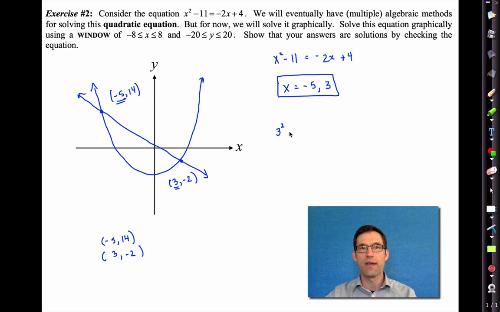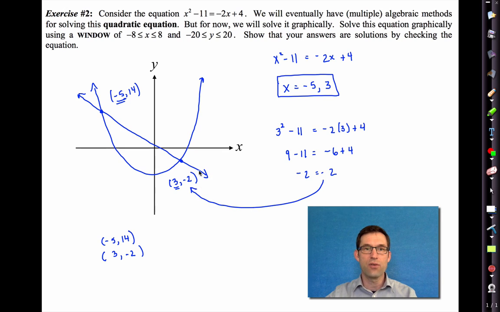So if I want to check the 3, what I'm going to do is put it into my equation and see if both sides are equal. Right? 3 squared is 9. Negative 2 times 3 is negative 6. And we get negative 2 equals negative 2. By the way, notice that that negative 2 also shows up, but it's not really part of the solution. We're using the graph as a tool to find the values of x that make this expression's output equal to this expression's output. And the 2 values of x that do it are negative 5 and 3. Isn't that neat? The intersection points of a graph give us the solutions to an equation.